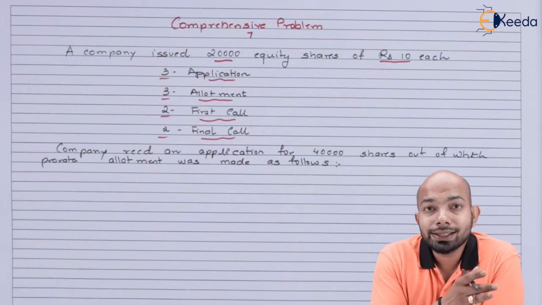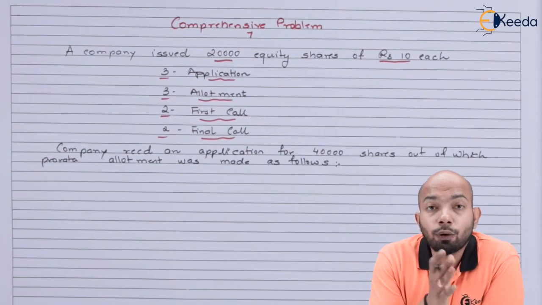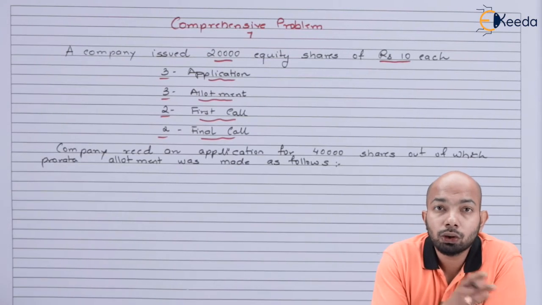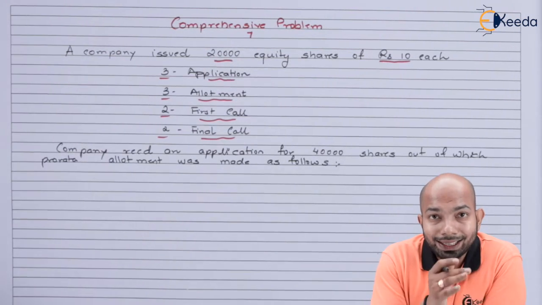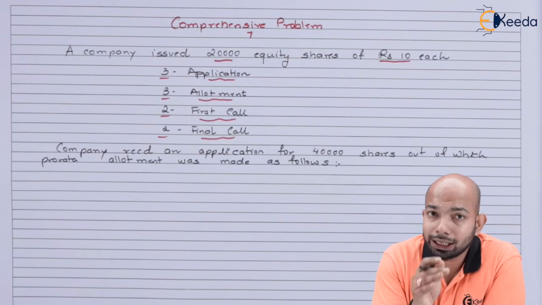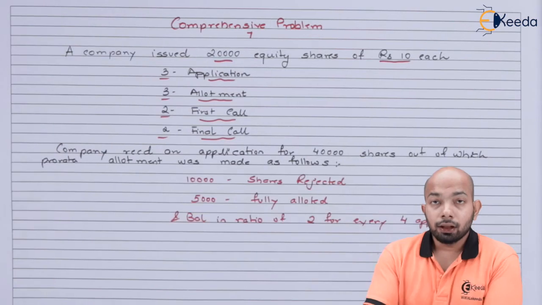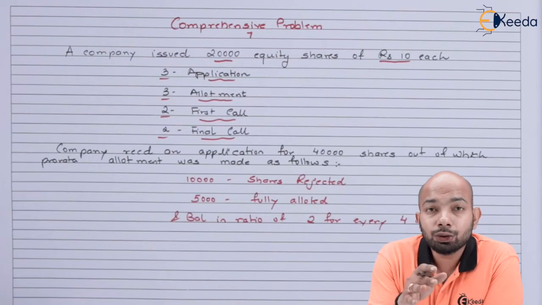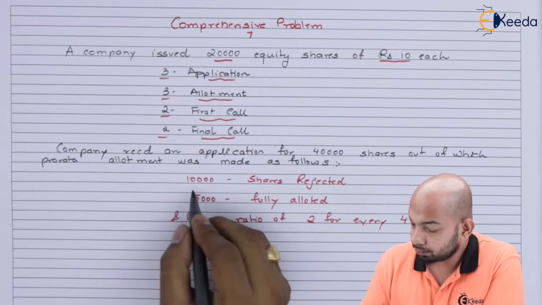Now, the company has received applications for 40,000 shares, that is twice the number which has been issued. The company has done a pro rata allotment. Let's figure out how exactly it has been done. They have given the details of how the pro rata allotment has been done. 10,000 shares were directly rejected.